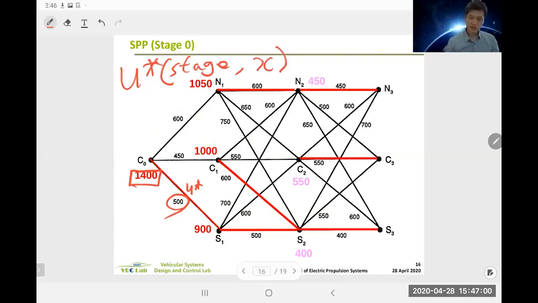Which is a function of stage and X. What that means is no matter where you start, you know the optimal solution. So if you start from C2, this is the optimal solution. If you start from C1, this is the optimal solution. If you start from C0, this is the optimal solution. You can start from anywhere, right? So that's why it's enumeration. So you know all the solutions.